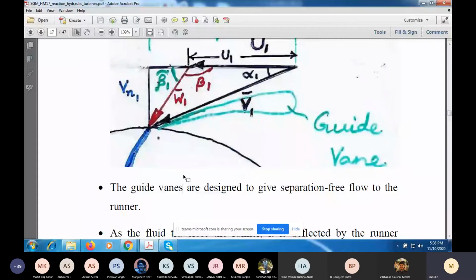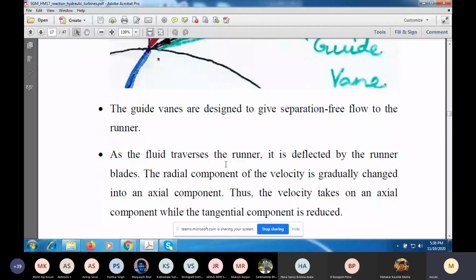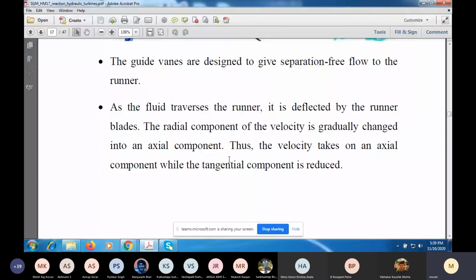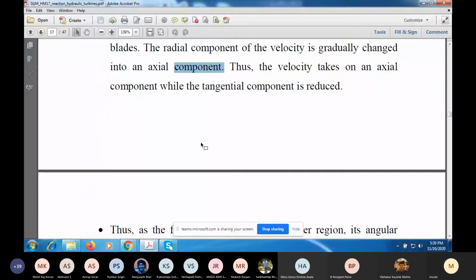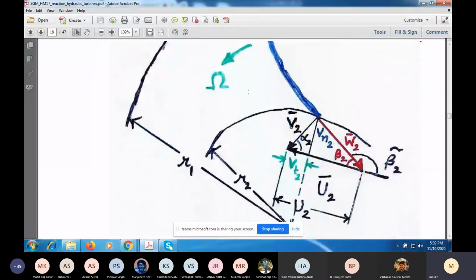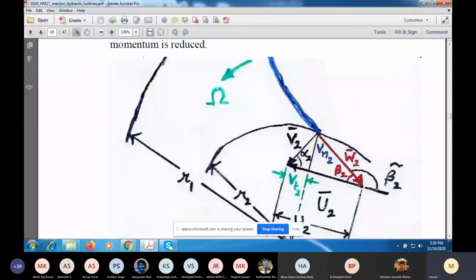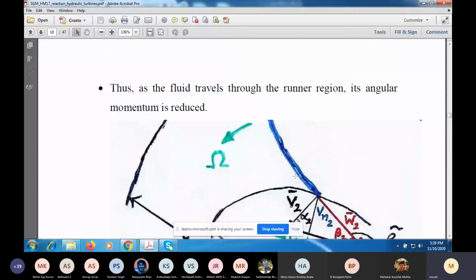Now we'll see how to control alpha later on. So as the fluid traverses the runner, it is deflected and the radial component is changed into an axial component. And simultaneously, the tangential component is reduced so that there is a change in the momentum, the angular momentum. So if I look at the conditions at the outlet of the impeller at R equal to R2, you see that VT2 will be small compared to VT1, which is at the inlet.